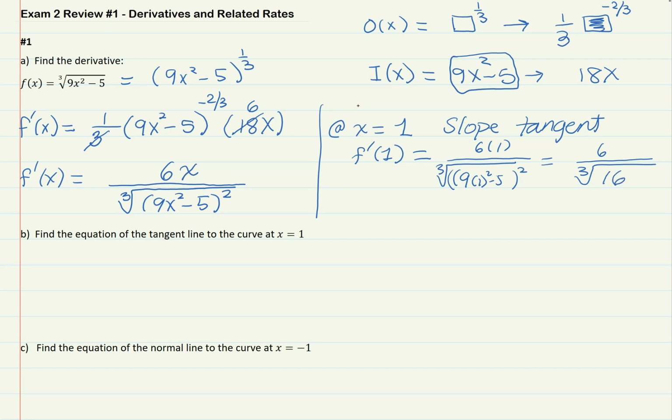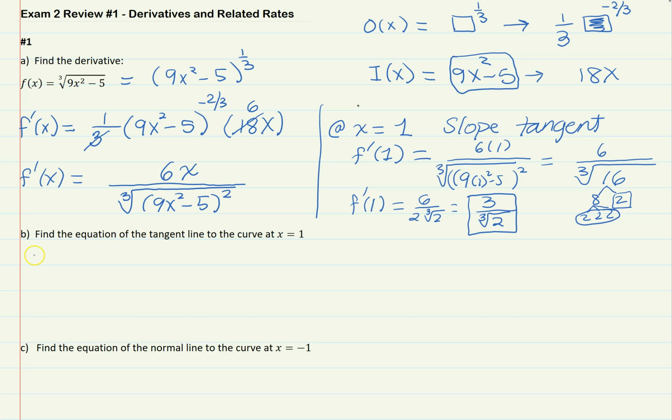Cube root of 16. That leaves us, 16 is 8 times 2. And 8 will give me 2, 2, and 2. That's the cube that will come out, and the 2 stays inside. So really, the slope evaluated at 1 is 6 over 2 cube root of 2, which reduces to be 3 over cube root of 2. Most people will ask, do I need to simplify that or do I need to rationalize that? It's up to you how you want to see the solution, but that right there is the slope.